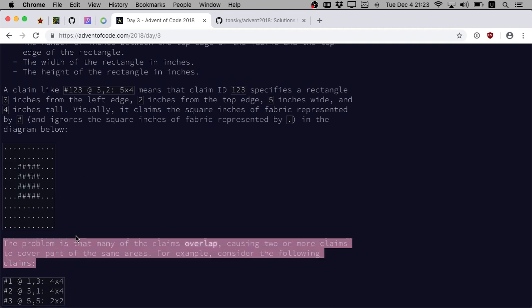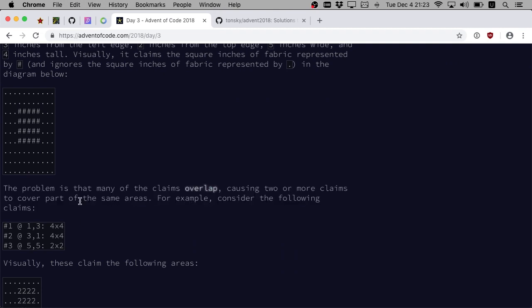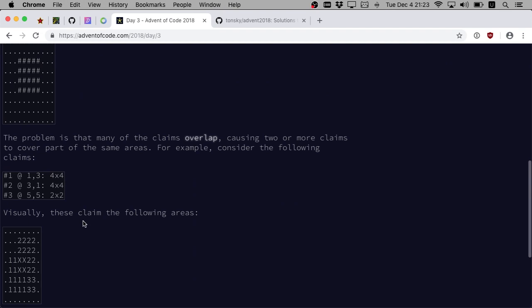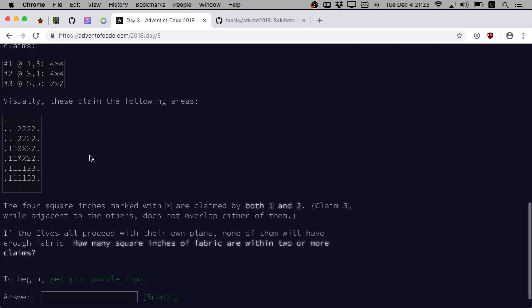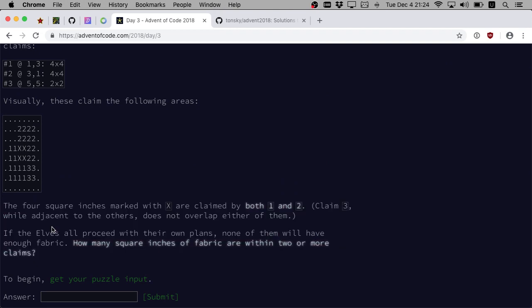The problem is that many of the claims overlap, causing two or more claims to cover part of the same areas. For example, consider the following claims. Visually, this claims the following areas. 1, 2, and 3. Okay. The 4 square inches marked with X are claimed by both 1 and 2. Claim 3, while adjacent to the others, does not overlap either of them. If the elves all proceed with their own plans, none of them will have enough fabric. How many square inches of fabric are within 2 or more claims?